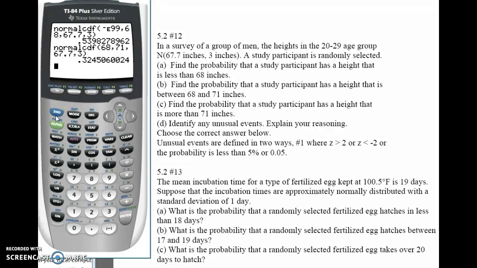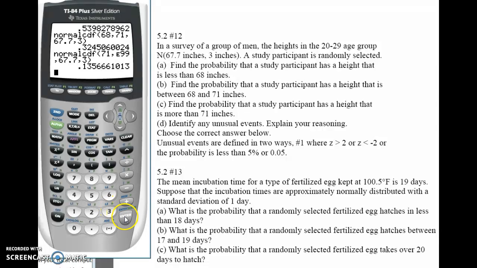Two more for number 12. C, find the probability that the study participant has a height that is more than 71 inches. So second VARS, you're looking for a probability, so you can use second VARS. The lower limit 71, comma, we'll go up to infinity, E99, comma, the mean is still 67.7, comma, with a standard deviation of 3. I hope these are becoming repetitive. And we get 0.1357.